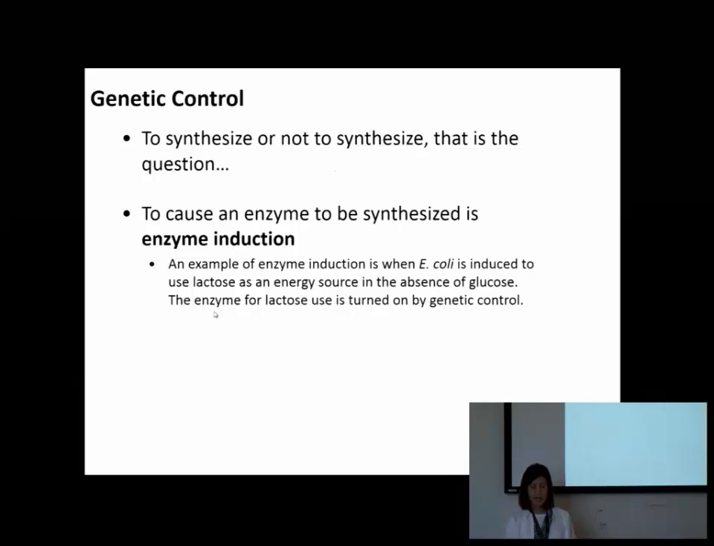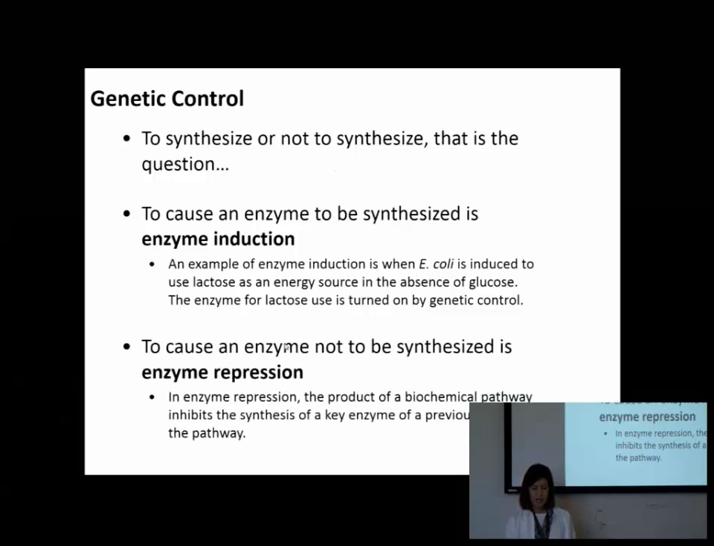To cause an enzyme not to be synthesized is enzyme repression. This is where we inhibit the synthesis of an enzyme by a product of a previous step. So it is a feedback where it causes an enzyme not to be made. There's a lot more to this, but we're just basically surface covering this.